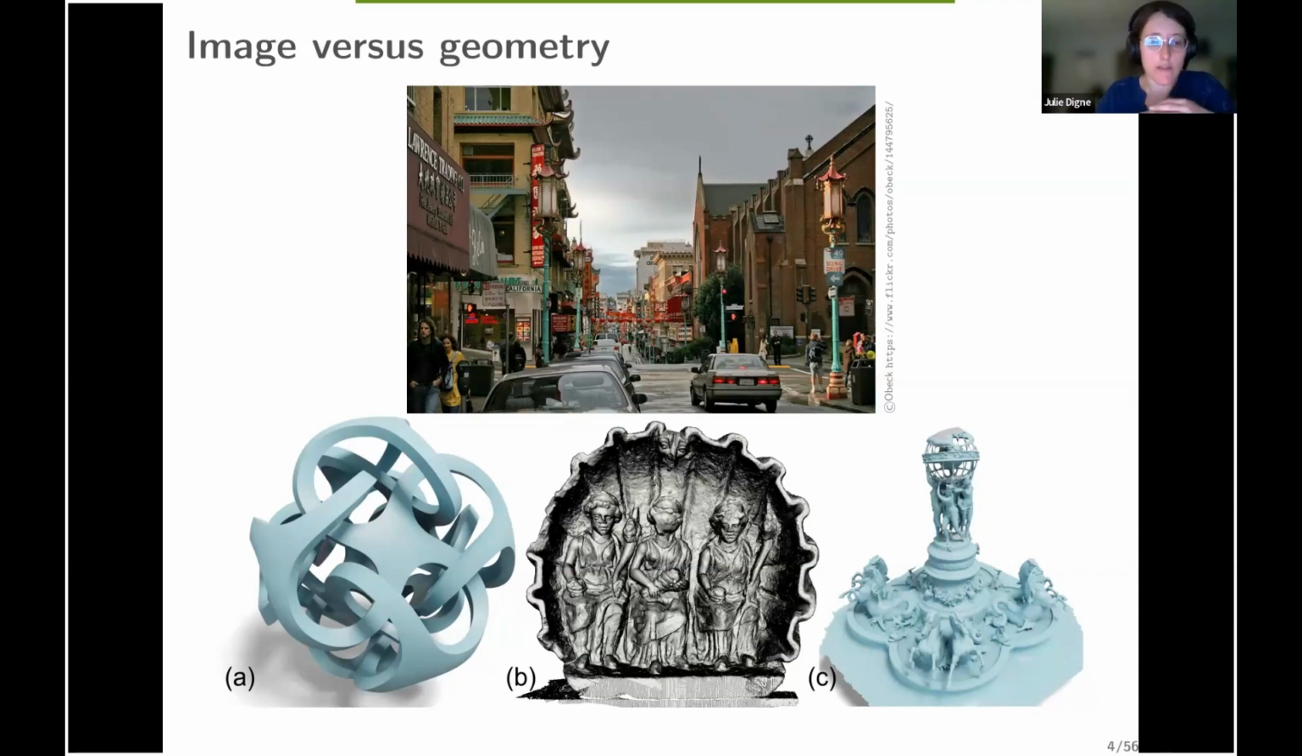If you see on the left, you have a shape from the Thingi10K database. Here you have a shape which has almost no geometric detail, but which has a very high genus. And it's very different in terms of complexity to the shape you can see in the middle, which is homeomorphic to a sphere, but which has a lot of geometric details. And on the right, you have a mix of both geometric and topological complexities. And this calls for different types of algorithms. Either you deal with topology or you deal with geometry, but it's hard to do everything at once.